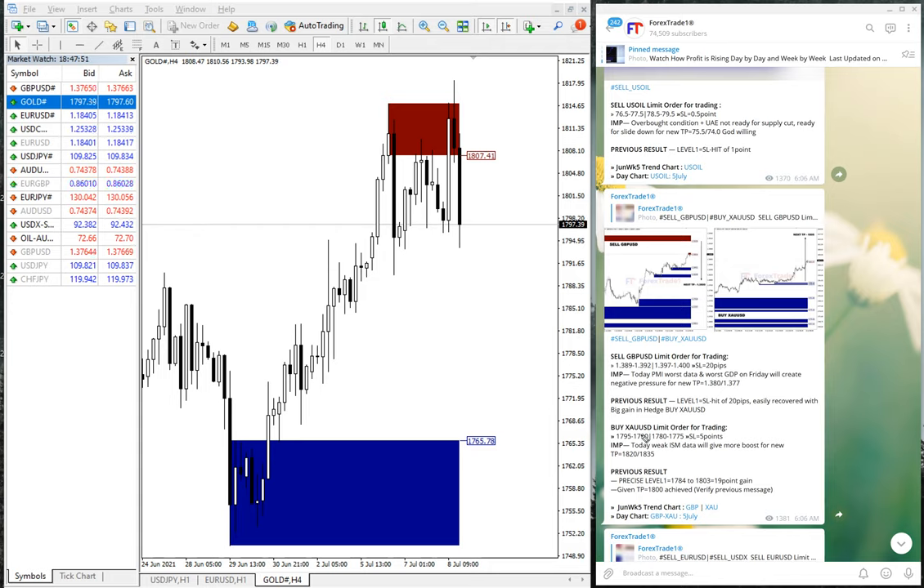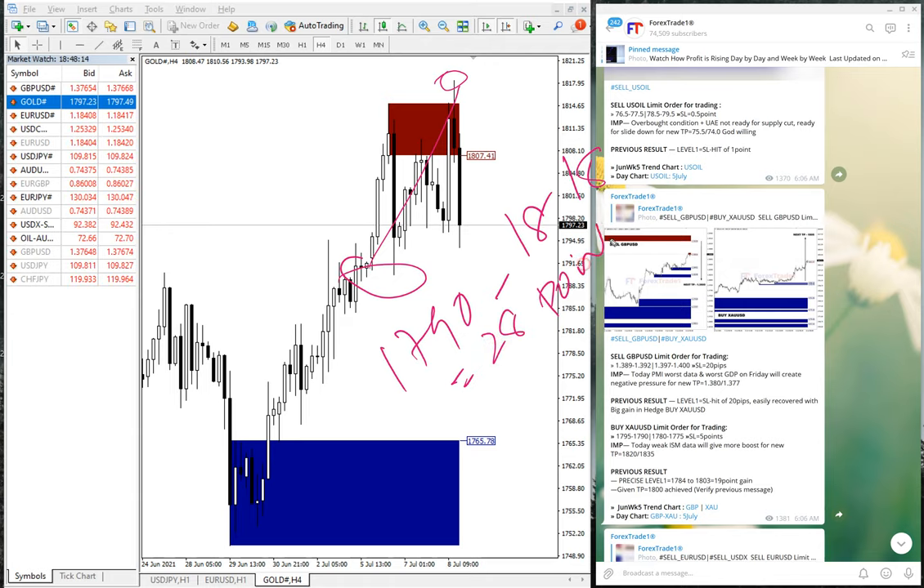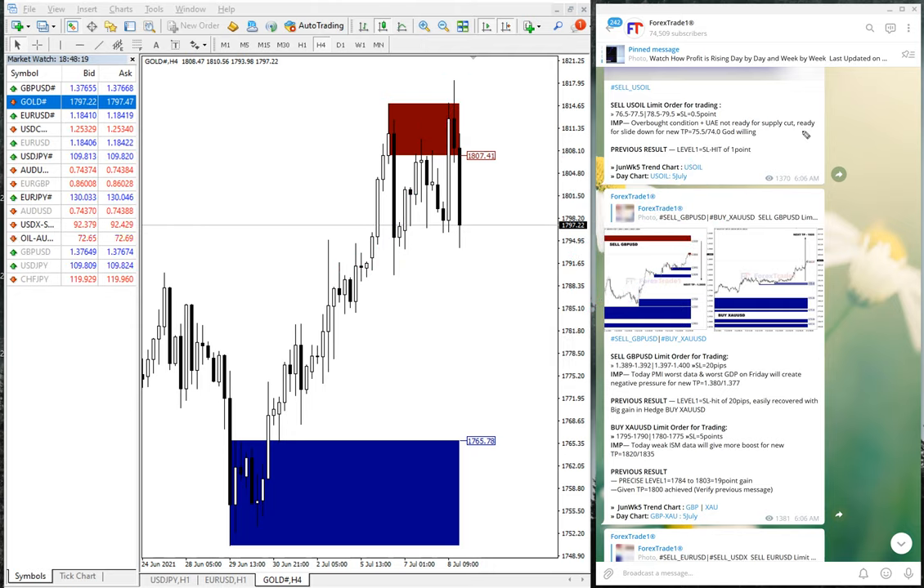So now the gold chart is opened here. Gold performed from 1790, which is here around this area, till the high. So 1790 till 1818, which is a 28 points gain on gold. Then the next signal is EURUSD.